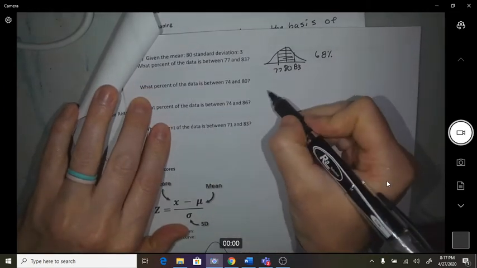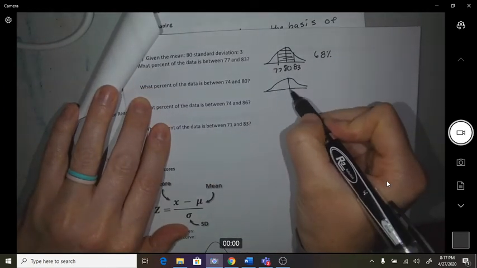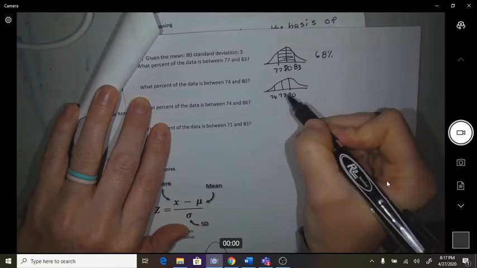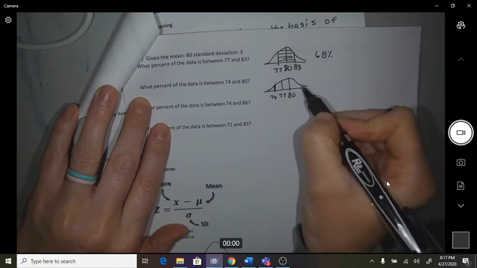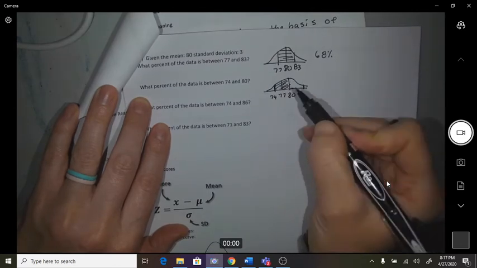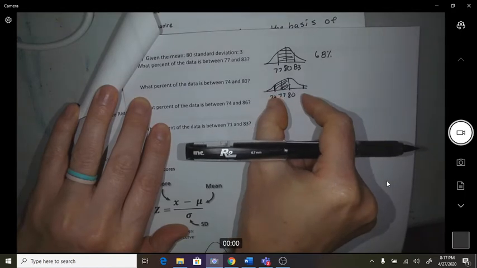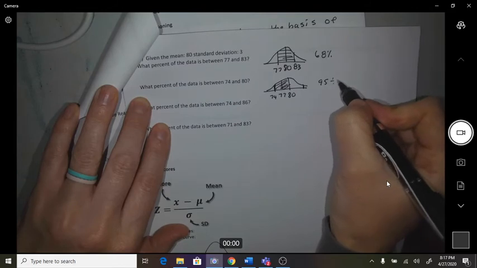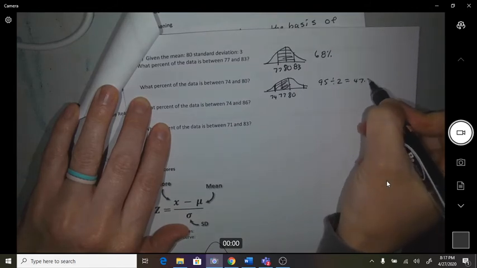Okay, between 74 and 80, so there's 80, 77, 74. So this is 2 standard deviations away. I know that all of this is 95%. This would be half of that. So I'm going to take that 95 divided by 2, so 47.5% of the data.